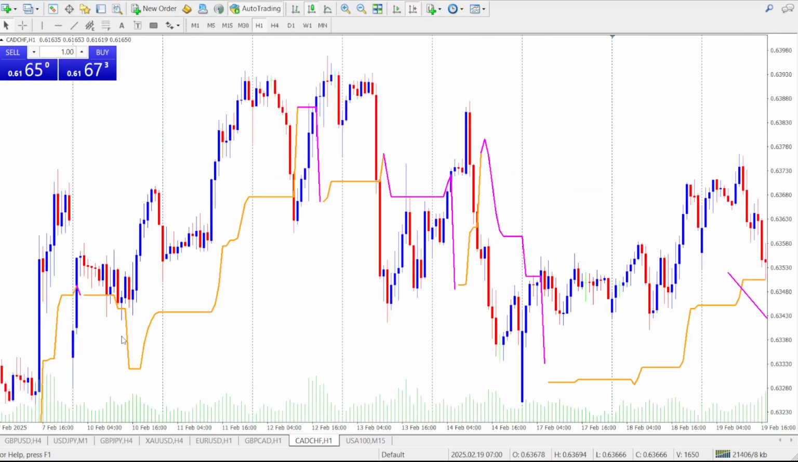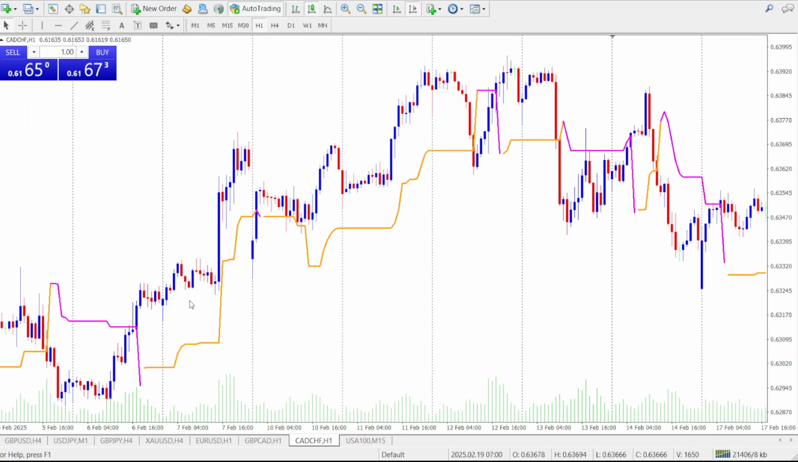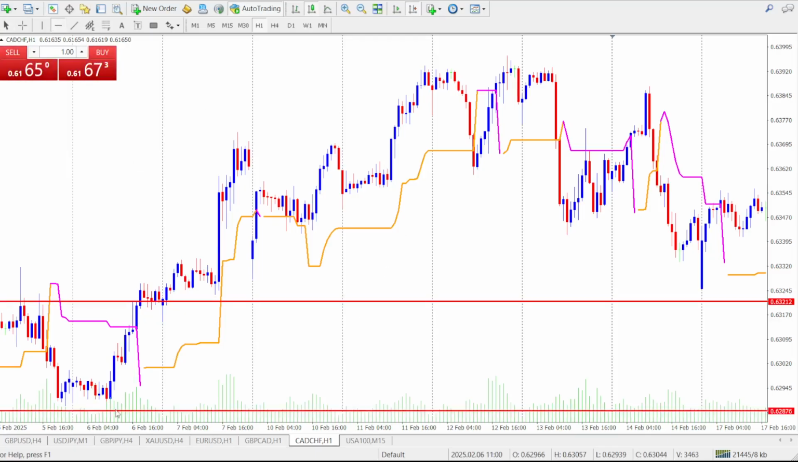For a buy, it's going to help you to stay in the buy for as long as possible until the color changes to purple. So if you had entered around here, let's say you got a confirmation and you entered around here, of course your stop loss can be below the previous swing low, and then for take profit, you can just wait for the color to change to purple.